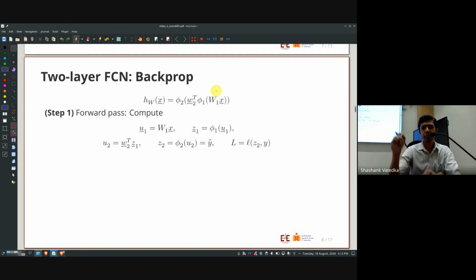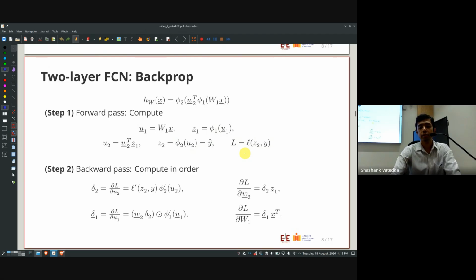And I guess in the last class we did it by hand. We tried to compute each of the partial derivatives. But let's look at it in a slightly more general fashion. So anyway, the first step will be to compute the values of each of these intermediate functions. So we'll use some notation: W1 times x is U1, and Z1 is phi1 of U1, and U2 is W2 times Z1, and Z2 is phi2 of U2, which is our final estimate. And L, capital L, is the loss function evaluated on Z2 and y.